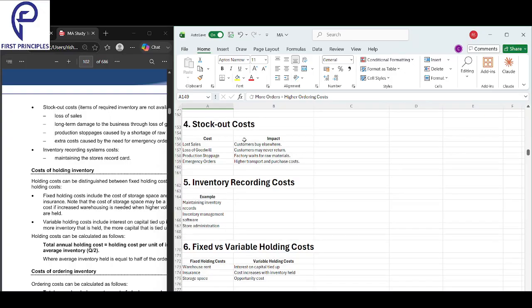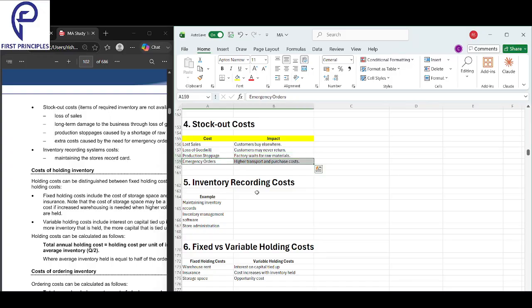Then we have your stock out cost. Now, what is stock out cost? Someone came to your shop, you don't have the good, you lost the sale, he will buy from somewhere else. Next, you will lose some goodwill also. Next time also, he will not come. Next, production stoppage. Your factory will wait for the raw material, right? The production will also be stopped.